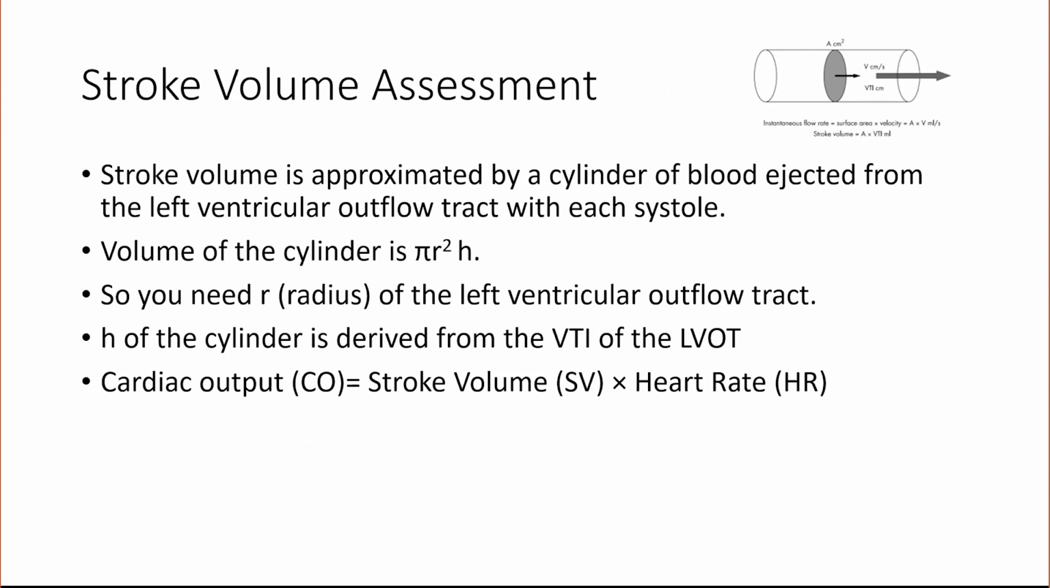And the idea is that the stroke volume is a cylinder of the blood ejected from the left ventricular outflow tract in each systole. So if you think of a cylinder, the volume of a cylinder is pi r squared h, so to do this, we only need 2 things. We need the radius of the left ventricular outflow tract, and we need the height of this cylinder, which is the VTI of the left ventricular outflow tract. And the cardiac output is just the stroke volume and the heart rate.